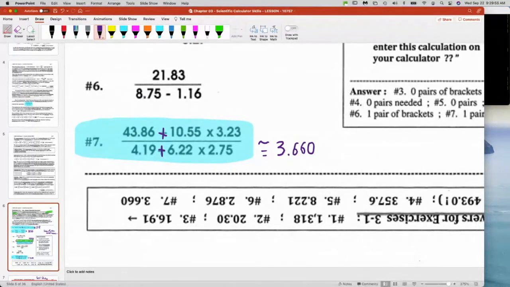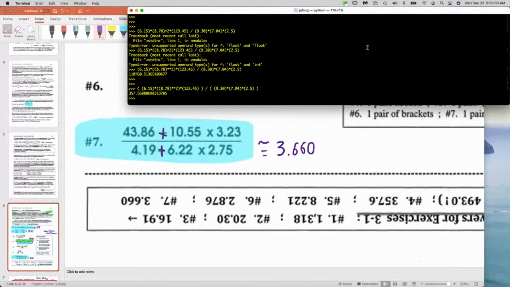Here we go. So, anyway, that question there. Again, let's see how you could type it. Now, this is my low budget calculator. I don't have the physical one in front of me to show you. But if I was to do this question, I would start with an empty bracket, divide, and empty brackets. You don't have to put these spaces here. I put in the spaces so it's more visual. Now on the top, 43.86 plus 10.55 times 3.23.